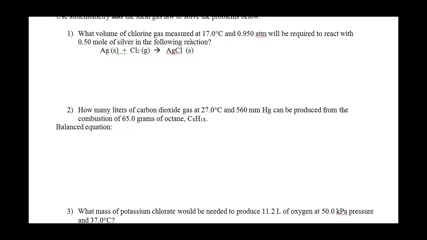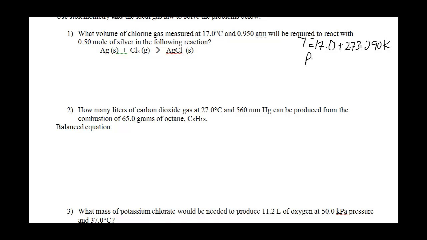What volume of chlorine gas is required to react with 0.5 moles of silver? Silver is a solid, no shortcuts. So if you go back up here, you have to do two things. You have to do stoichiometry and the ideal gas law. Now, which one you do first depends on what you are given. So to do the ideal gas law, let's list out what I know. Temperature, 17, because it's asking me for volume, I know I can do the ideal gas law. I'm automatically changing that, so that's 290 Kelvin.